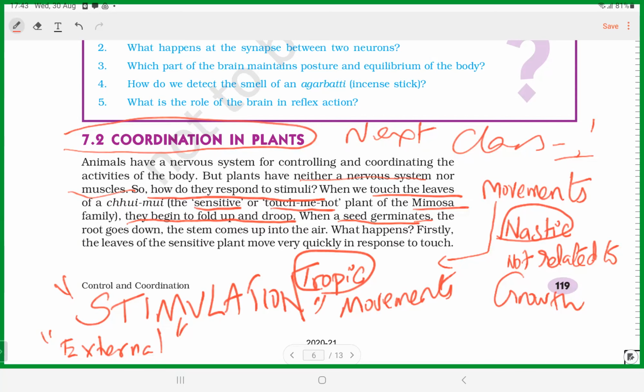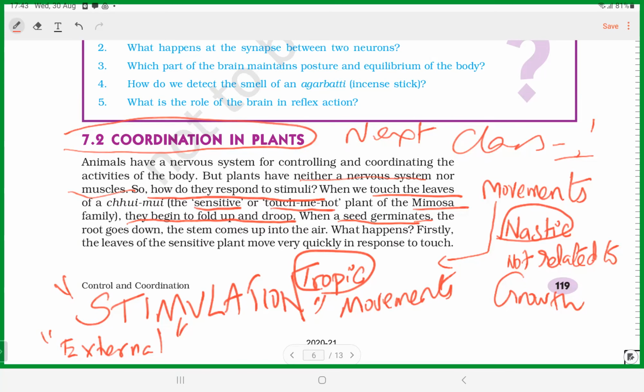The shoot moves out of the ground and grows up. The root grows down. See, this movement, is it related to growth or not? Yes, it is related to growth.